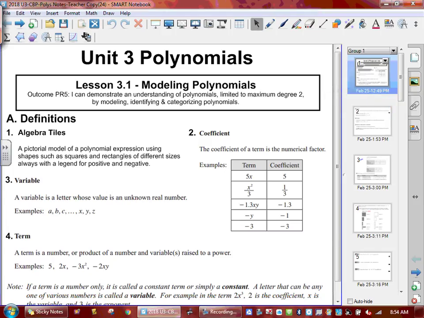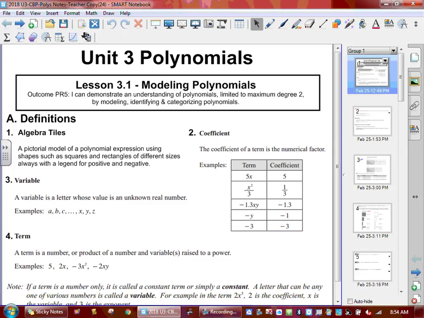So here is Unit 3. This is our Polynomials unit. So our very first outcome is taking a look at what are polynomials to begin with. And we're going to be discussing what they are, how to model them, how to draw them, how to write them in numbers with letters, and we're also going to learn all the different definitions. So that's our first section.